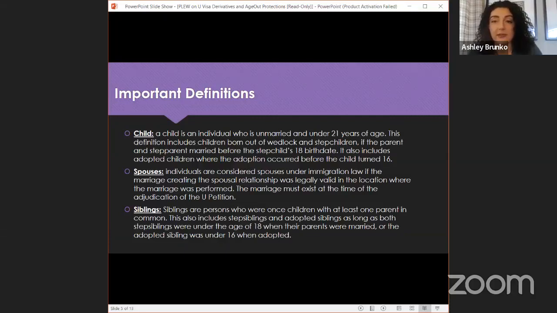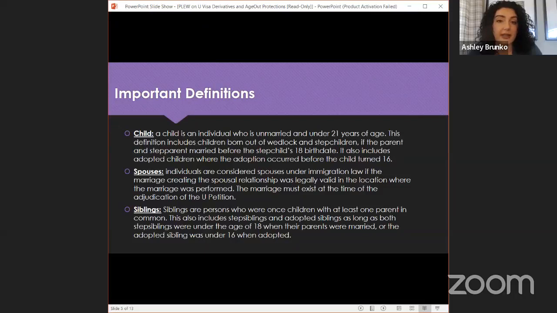In order to be considered a spouse under immigration law, the marriage creating the spousal relationship must have been legally valid in the location where the marriage was performed. Previously, the law was such that the marriage needed to be in place at the time of the filing of the I-918, which is the principal form in the U visa packet. However, the law has since changed where you can add a spouse after the initial filing. The key is that the marriage needs to be in place at the time the application is adjudicated.